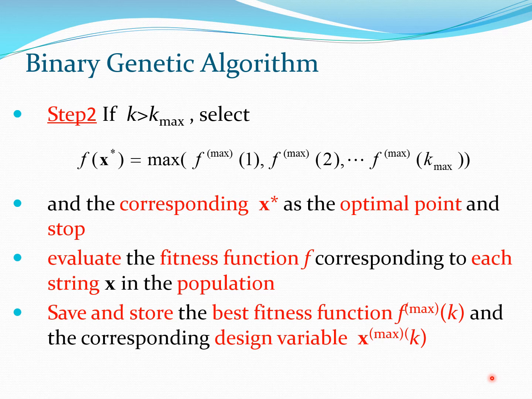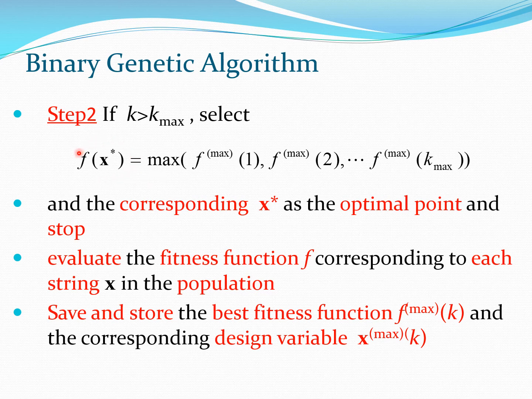Now in binary GA, step 2, if k is greater than k max, select f x star equals max of all these values. So these are all the maximum function values across the first, the second, the kth generation to the k maxth generation. Among all these, you find out which is the best fitness value you have obtained till now, and then you take this value. This step is performed if k is greater than k max, and it is put here so that you can exit the algorithm in case you have exceeded k max.